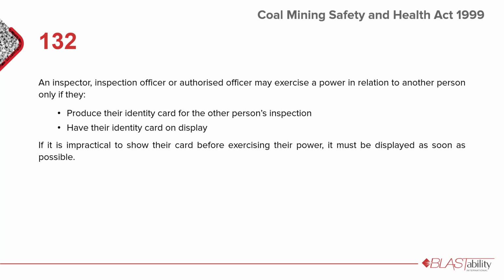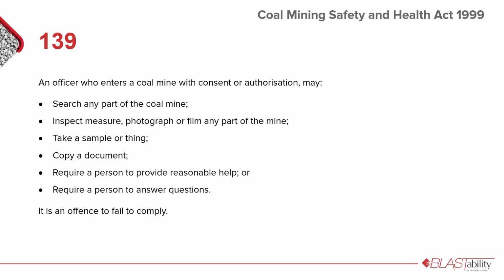An inspector, inspection officer, or authorised officer may exercise a power in relation to another person only if they produce their identity card for the other person's inspection or have their identity card on display. If it is impractical to show their card before exercising their power, it must be displayed as soon as possible.